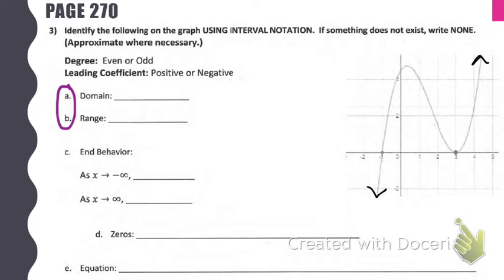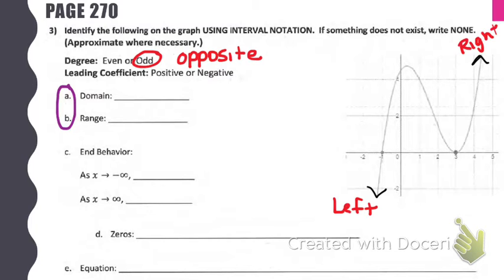So first things first, what do you think your degree is going to be for this one? Is this even or odd? Odd. Good, because they're going opposite directions. Odd, opposite. That's how I remember that. What is it doing on the right? Because remember, this is the left. This is the right. It's going up, so that means it's a positive leading coefficient. So we're going to circle that.